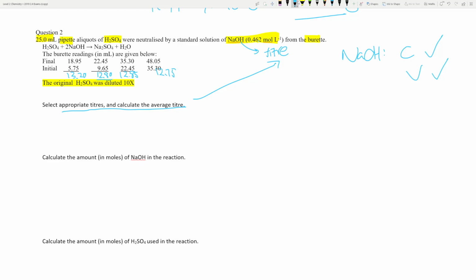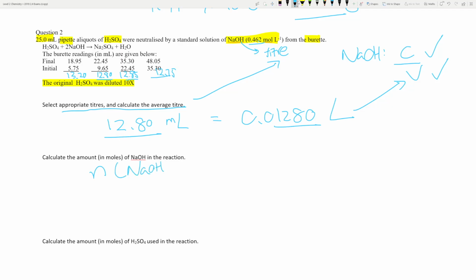So the average titer again, so these 3 numbers add up divided by 3, so it's just going to be 12.80 mL, which is going to be 0.01280 liters, because I'm keeping all the 4 digits, transferring them across. Okay, so I know the volume now, I know the concentration, and now I can figure out the mole of the sodium hydroxide. And that is always the case.